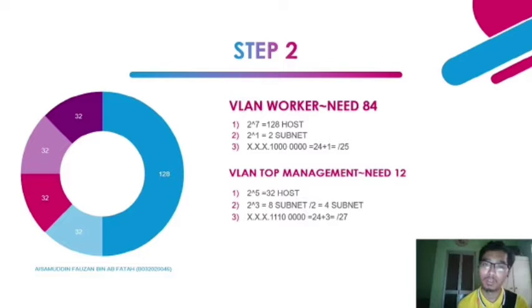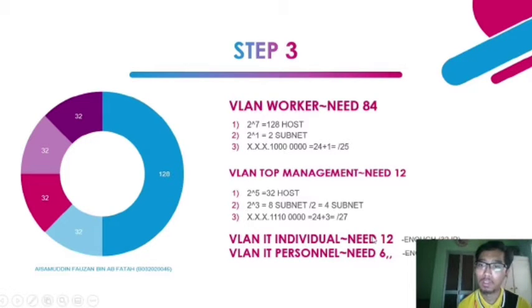Step 2, just the same, we take the other half of 128 and divide the hosts. There are fewer, but we just want to use 32 hosts, 2 to the power of 5, and 2 to the power of 3 is 8 subnets. Just before this we used VLAN workers, so we divide by 2, so we have 4 other VLANs. That means there are 5 VLAN subnets.